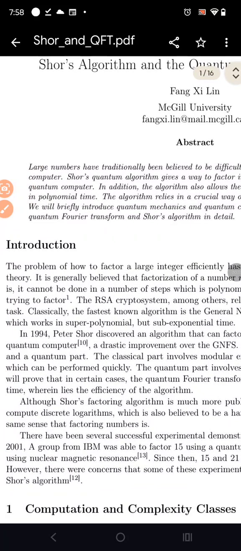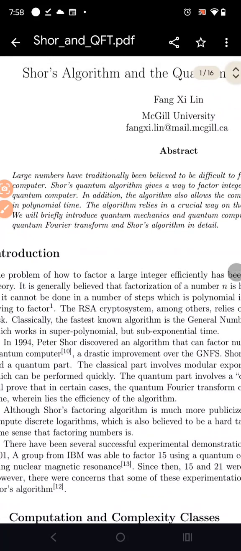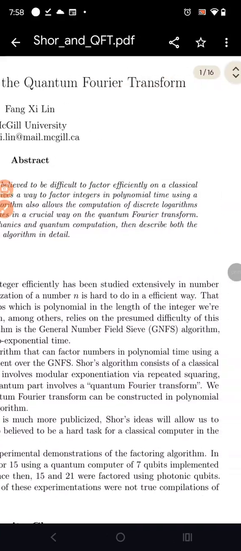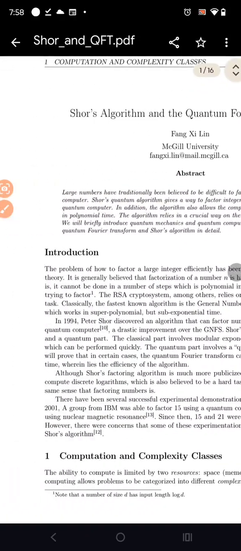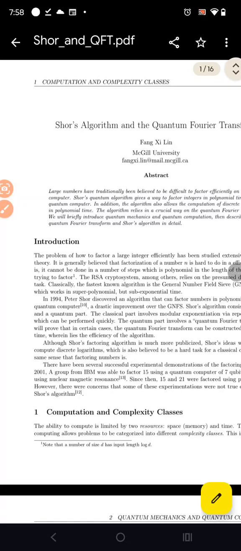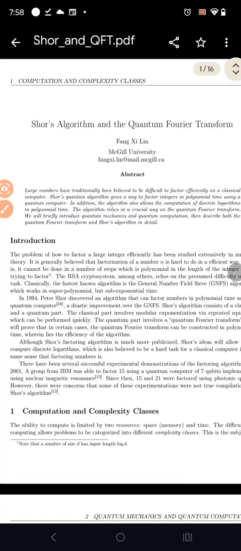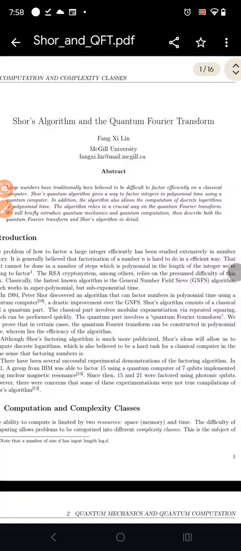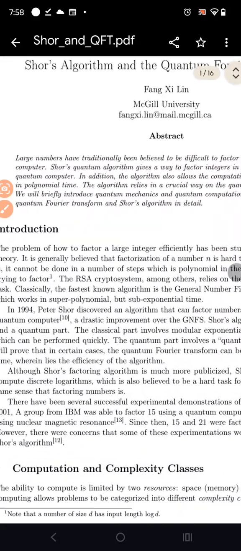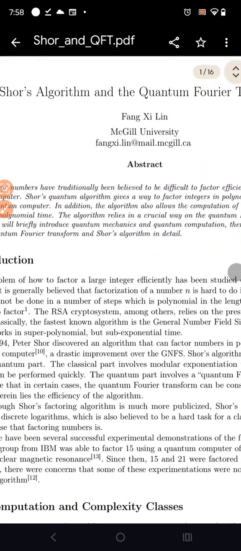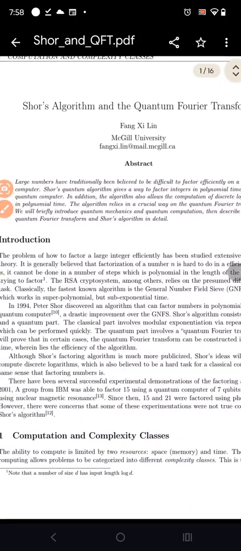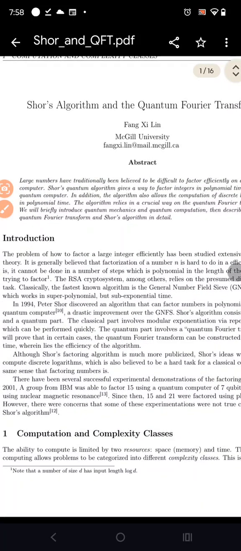Large numbers have traditionally been believed to be difficult to factor efficiently on a classical computer. Shor's quantum algorithm gives a way to factor integers in polynomial time using a quantum computer. In addition, the algorithm also allows the computation of discrete logarithms in polynomial time.